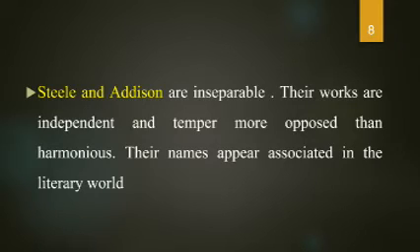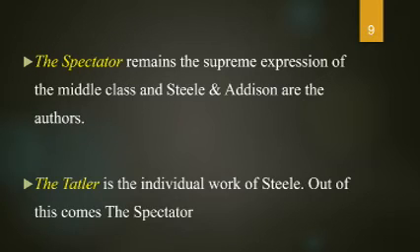The work of Steele and Addison was mainly in the Spectator. The Spectator remains the supreme expression of the middle class, and Steele and Addison are the authors. There is again another one called the Tatler, which is the individual work of Steele. Out of this comes the Spectator. So what are these? The Tatler and the Spectator. Let's take that the Tatler is just something that Steele started, and it will now develop into the Spectator. So let us focus on the Spectator. What is this Spectator that Steele and Addison are attached to?